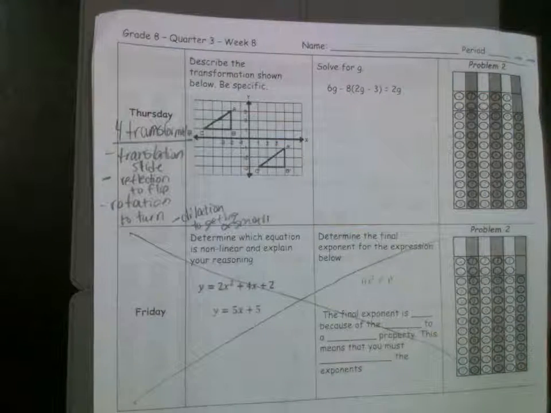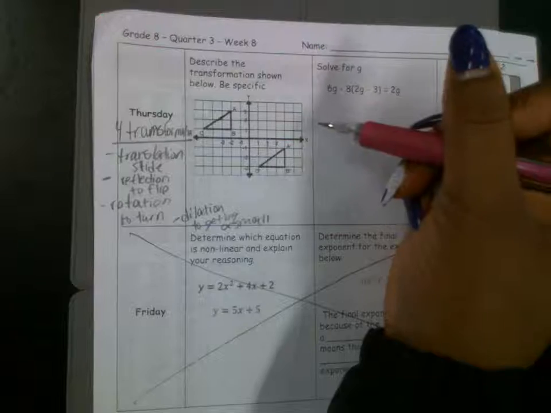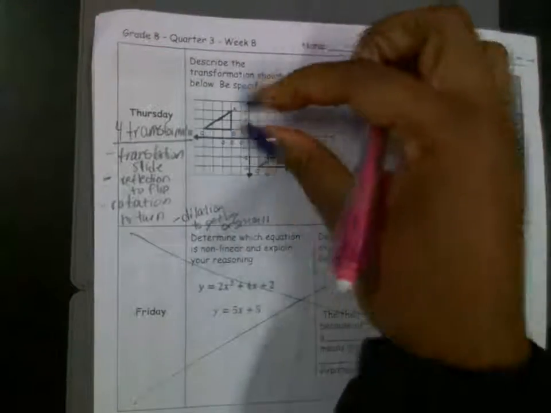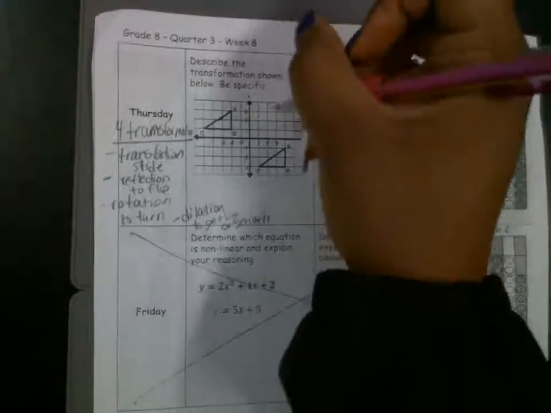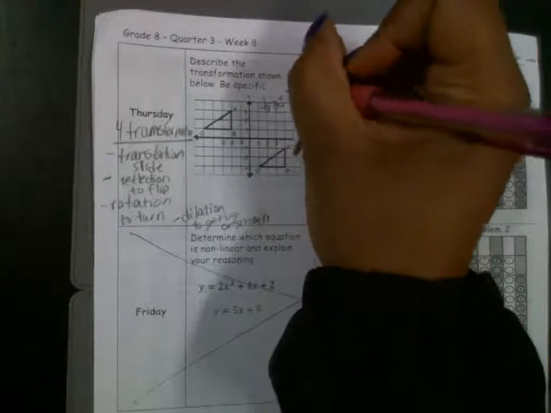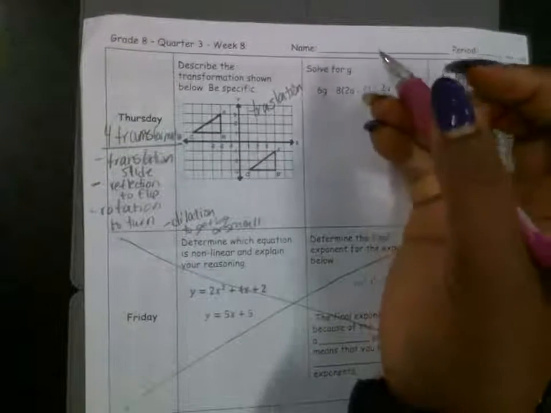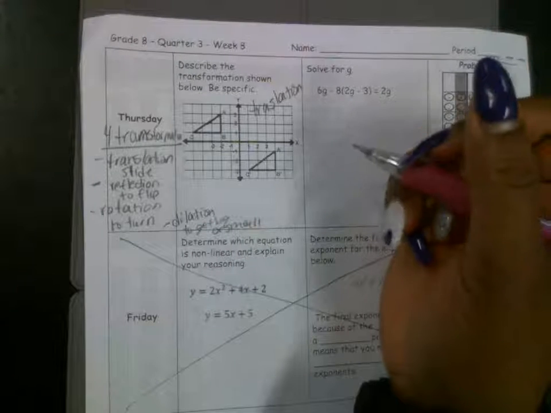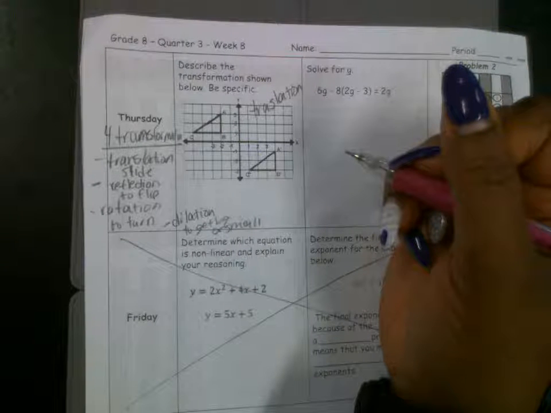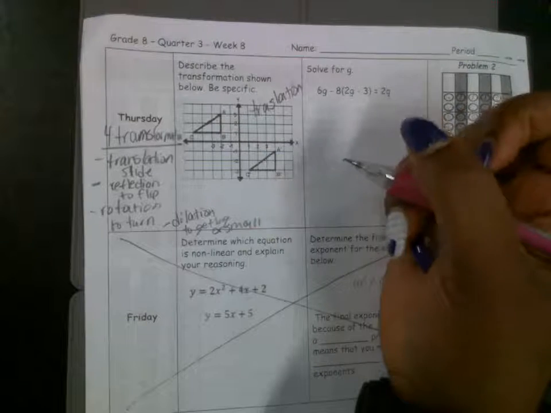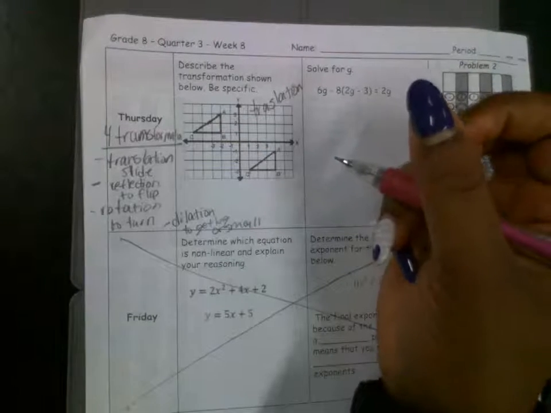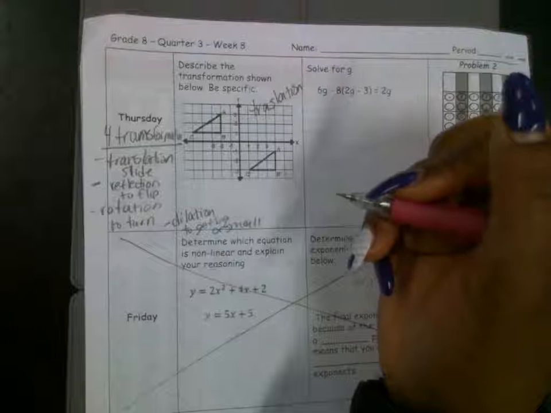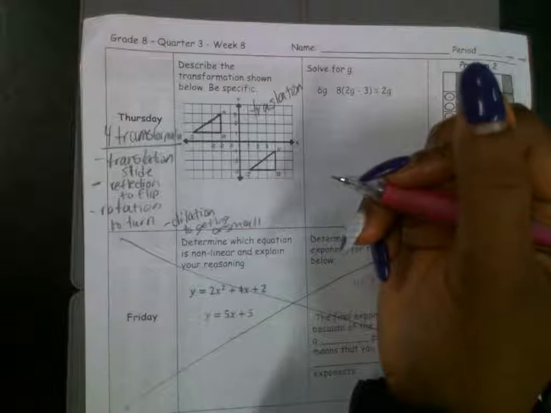Please don't do that. All right, so this transformation is a slide. They slid it. So this is translation. Which one is the image and which one is the pre-image? Let's start with pre-image first. Pre-image is before the move. The image is after the move. So the pre-image is where it started. Which one is where it started?